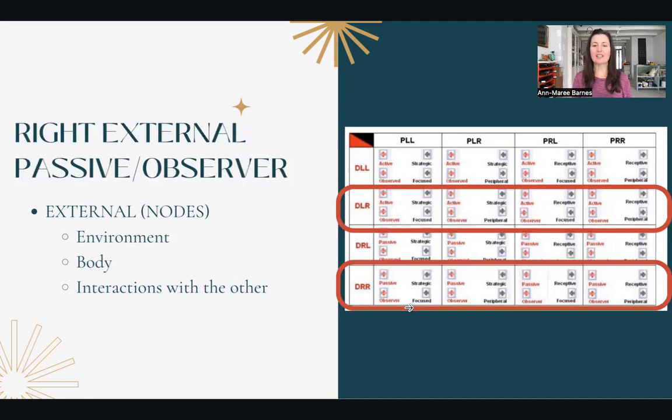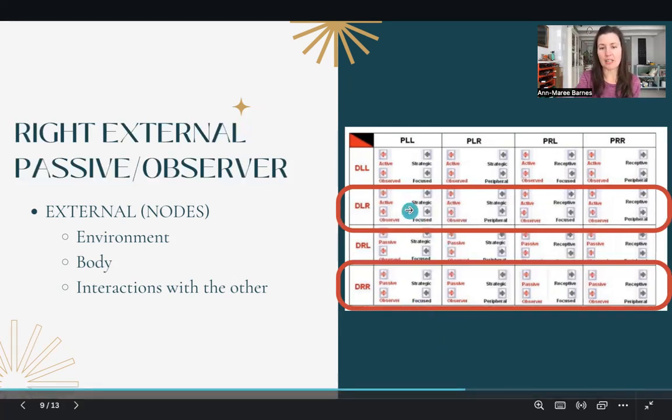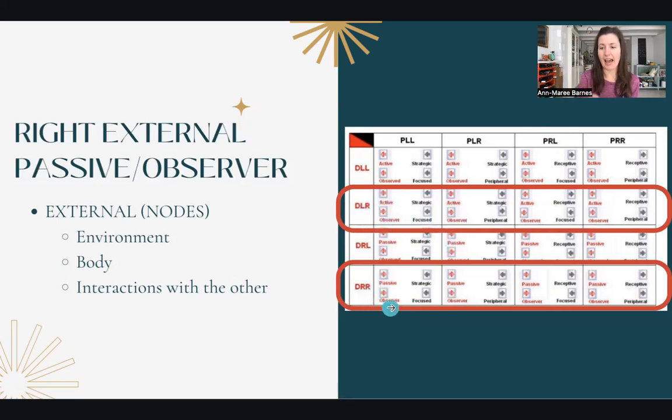All right, let's drop down into the right external. So now we've moved to these guys that all have right-facing lower design arrows. So this person, this whole group along here, they're all right-facing. They're all observers. This is actually my configuration. I have a right external, as we saw a couple of slides ago.